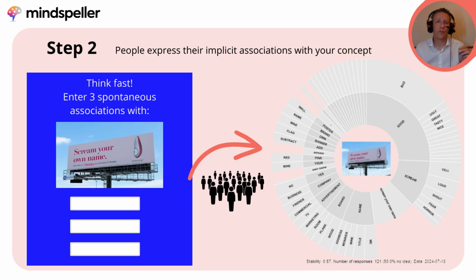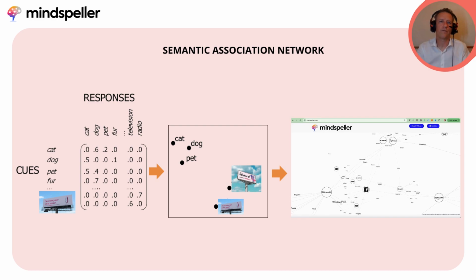The crowdsourcing process follows the wisdom of the crowd principle. It says that groups of people collectively can make better decisions or predictions than individuals, marketing gurus, or small groups of experts. The survey data is used to position your concept in a semantic association network.